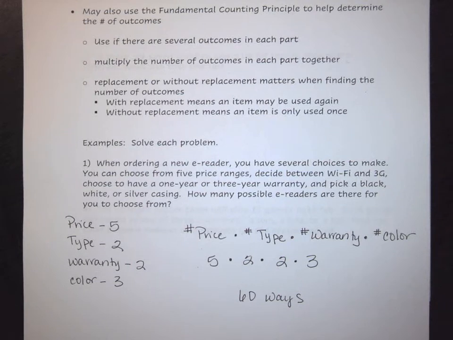Here we're going to look at some examples on what it means to use the fundamental counting principle to find different outcomes to different scenarios. So essentially, the fundamental counting principle is an idea or a principle that we use in order to help us figure out how many different possibilities exist within certain parameters.